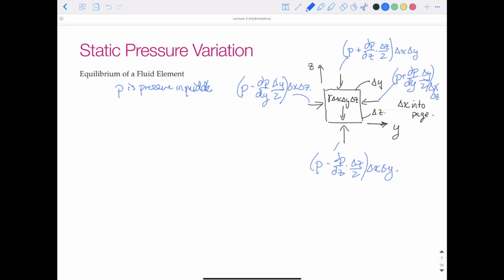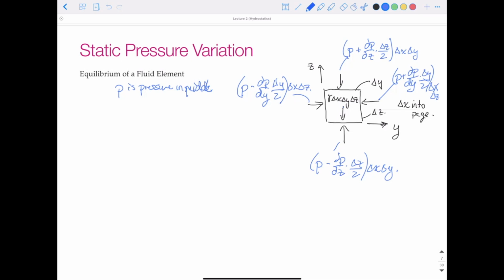So the pressure on the left-hand side would be P, the pressure in the middle, minus the gradient, or the rate of change of the pressure with respect to the Y direction, times however far away that side is. So that side is delta Y over 2 away from the middle. So that would be the pressure on that side. And the total force is that pressure times the area of that side, so delta Z times delta X into the page. And we're just doing the same thing for all of those.